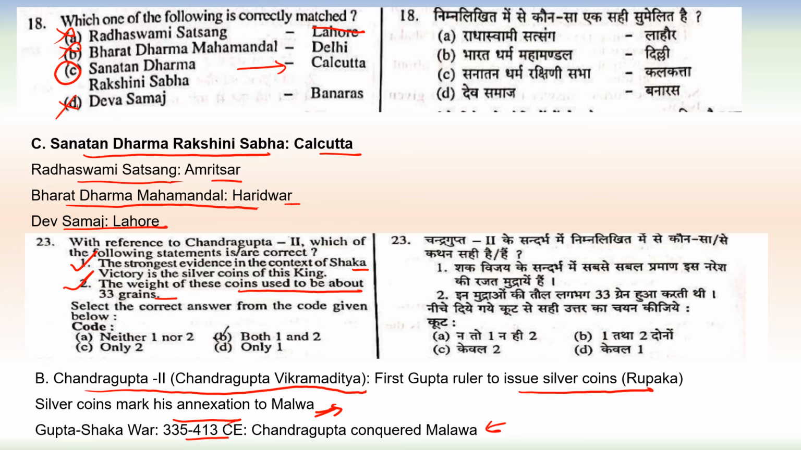And the weight of the coins issued after the Malwa victory was around 32 to 36 grains. So it was about 33 grains, as given in the statement. This is correct.